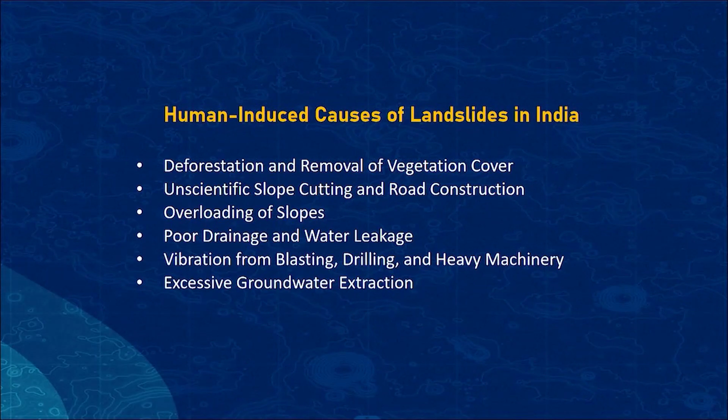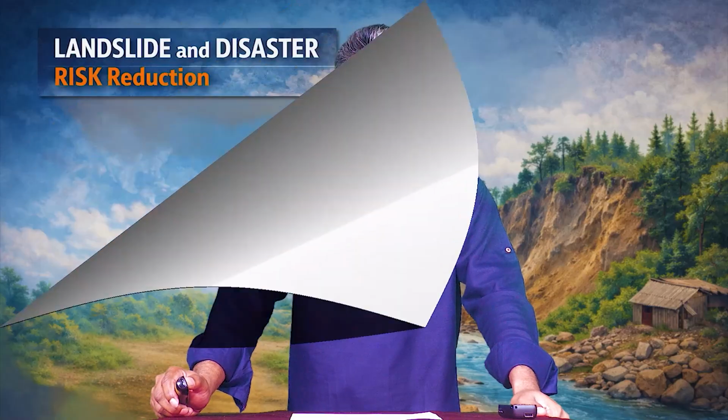Excessive groundwater extraction. Pumping from wells or bore wells on slopes, lowering groundwater, can cause subsidence or instability. While heavy rainfall and earthquakes are the most frequent natural triggers, human activities, especially unscientific hill cutting, deforestation, unplanned construction, and poor drainage greatly increase landslide frequency and severity in India's fragile hill slopes. Most disastrous landslides in recent decades have been triggered by rain but amplified by human interference.